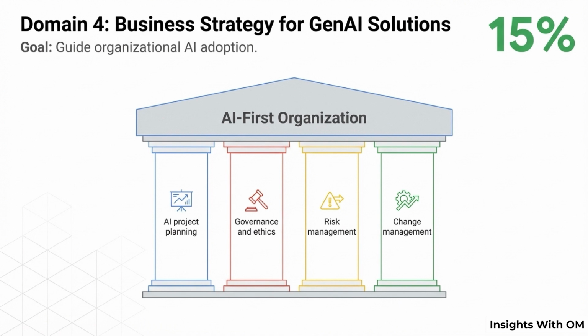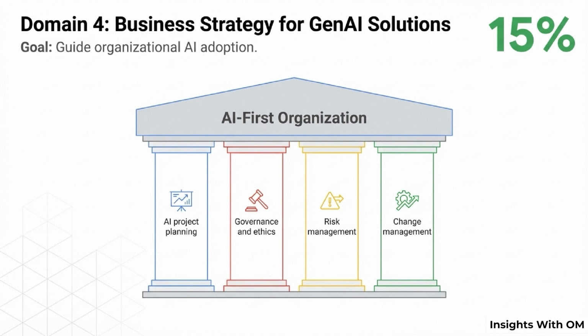Successful AI adoption also requires organizational change. Companies must create policies for ethical AI use, establish governance frameworks, train employees, and manage risks such as security and compliance. In other words, becoming an AI-first organization is not just about technology, but also about leadership and strategy.